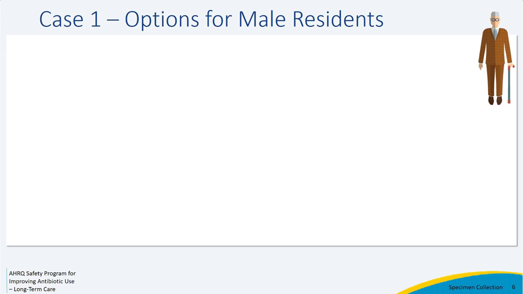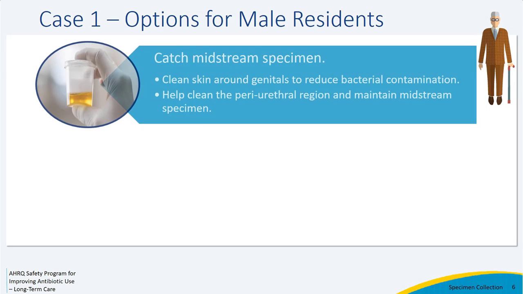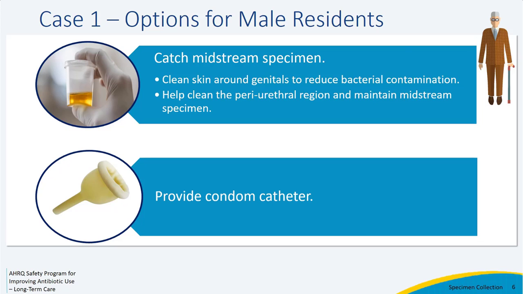Let's consider how the previous case would change if the resident was a man. With male residents, it remains important to clean the skin around the genitals to reduce bacterial contamination. It is typically easier to obtain a midstream specimen in men, but if this is not possible, then consider placing a condom catheter rather than an in and out catheter to obtain the specimen. Condom catheters are generally more comfortable.